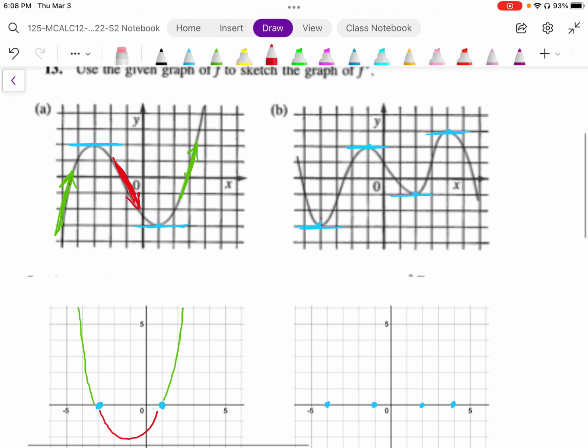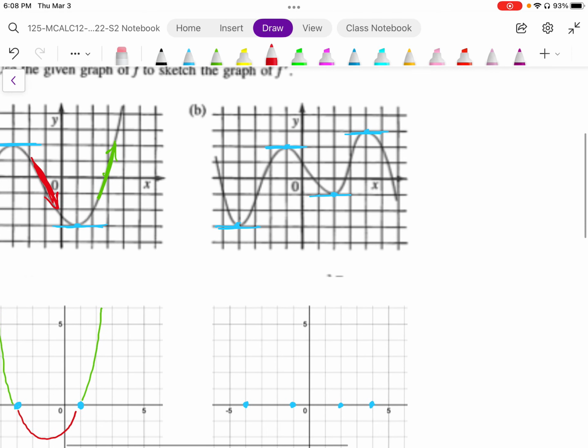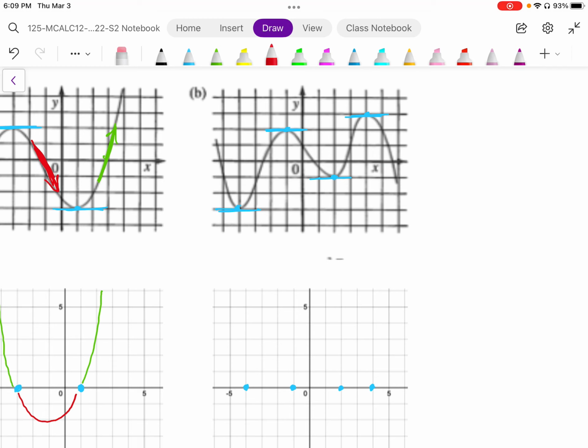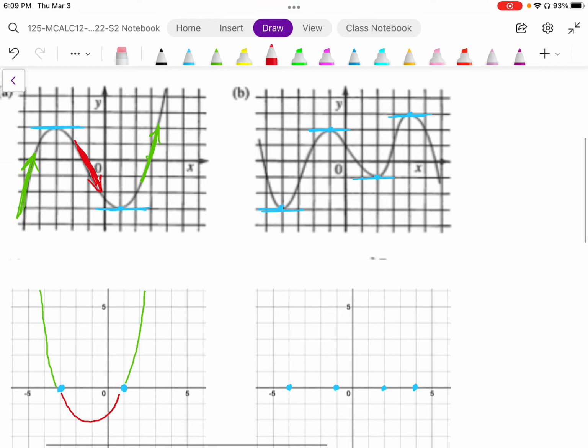We could do the same for B, looking at the horizontal tangents, where there's a horizontal tangent at -4, -1, +2, +4. We've marked the x-intercepts of the derivative function. And again, maybe I should make sure that's clear. This is an f prime graph here. We're going to draw in an f prime graph here.